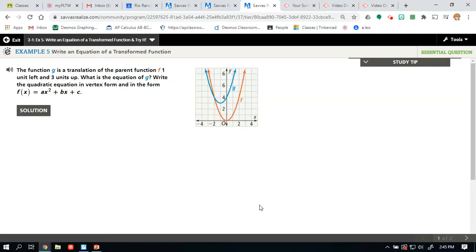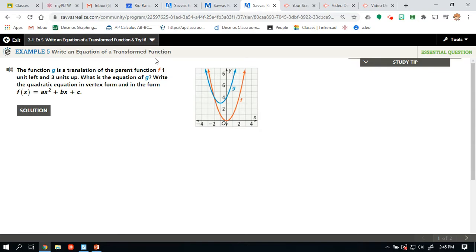For this video, we're going to look at topic 2, lesson 1, example 5. So the function of g, and we're going to see how to write an equation of a transformed function. So just kind of like that last example. The function g is a translation of the parent function f, 1 unit left and 3 units up. What is the equation of g?